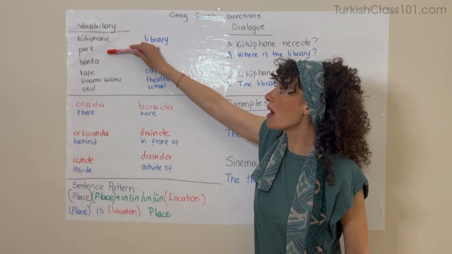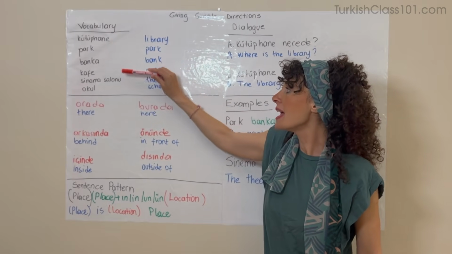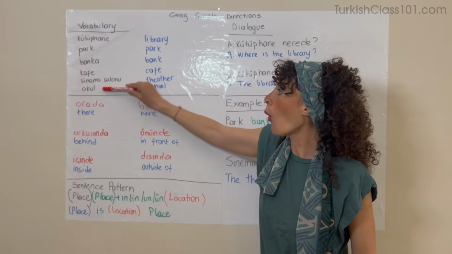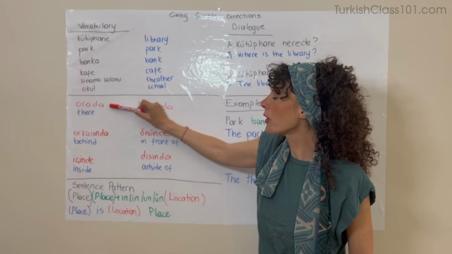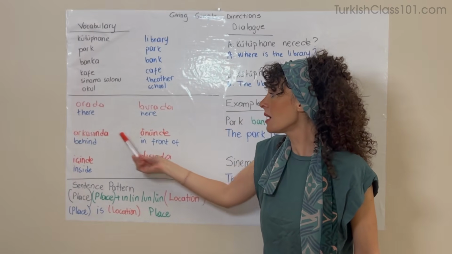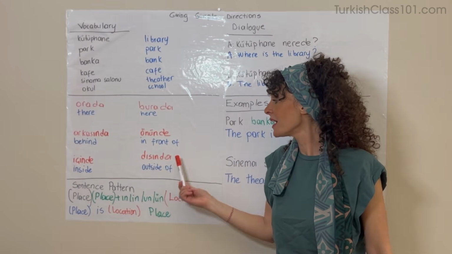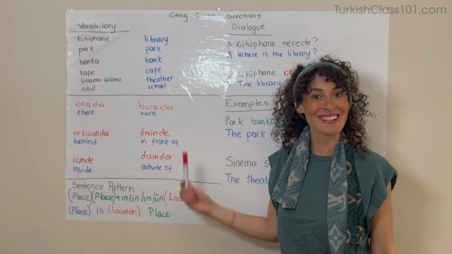Kütüphane, park, banka, kafe, sinema salonu, okul, orada, burada, arkasında, önünde, içinde, dışında.